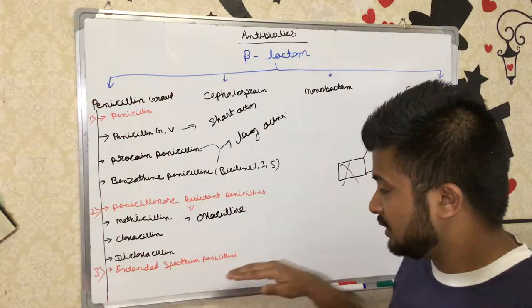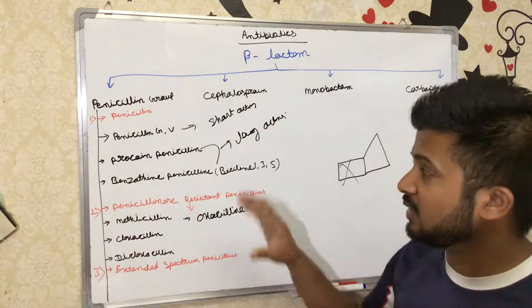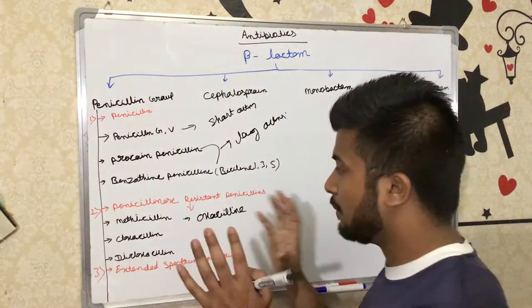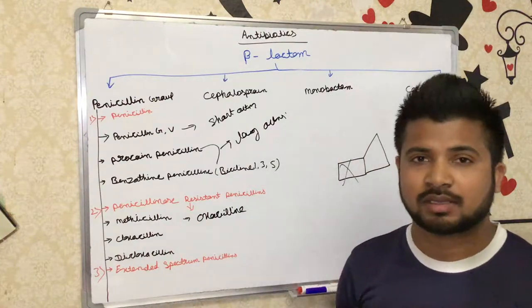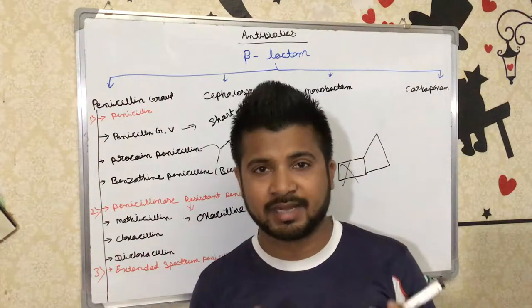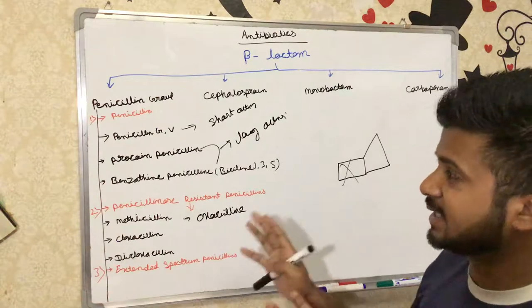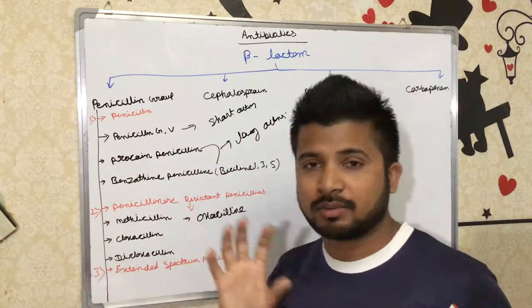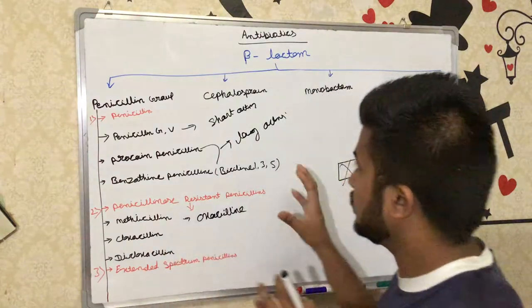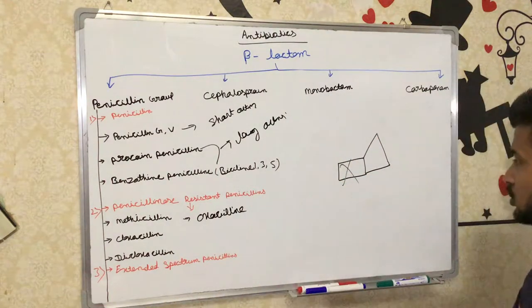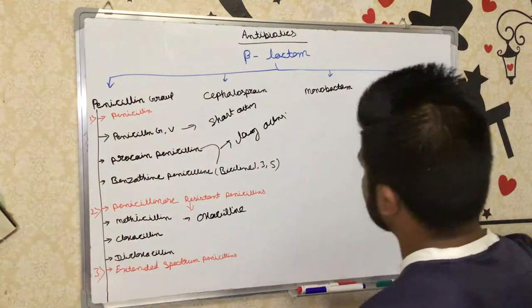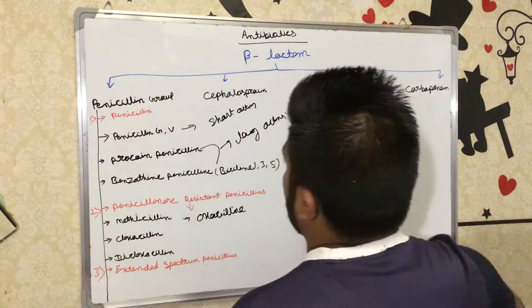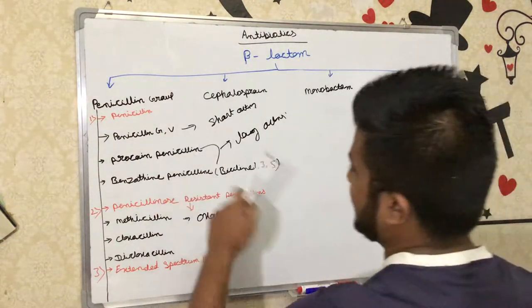In this group we have different types of drugs, we'll discuss them later, but first we'll discuss penicillin, because the mechanism and most of the side effects and indications are mostly the same. So first we'll discuss the main penicillin, then we'll move further. So let's discuss penicillin G and penicillin V.